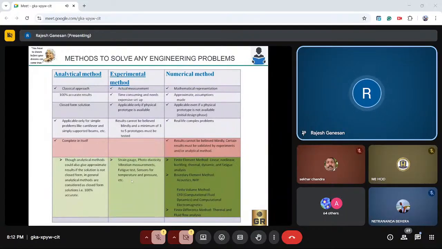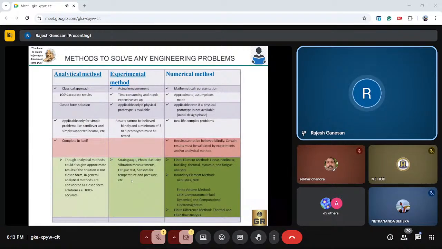For example, in companies we have a laboratory testing department itself. From my experience, I will tell one thing: power transmission belts. You may have heard about power transmission belts, which are used in cars and industries. For those kinds of belts, we have a separate laboratory testing area where we test the belts one by one.